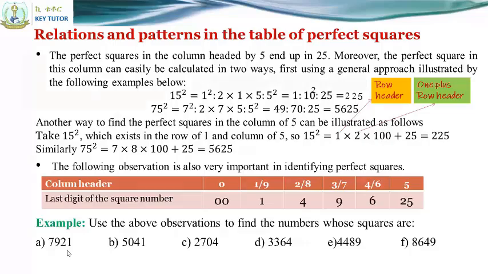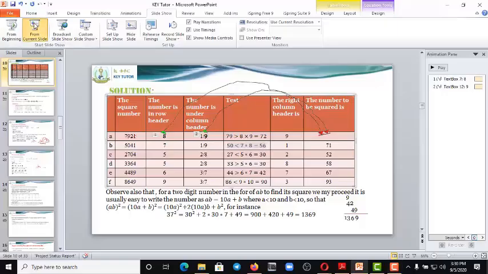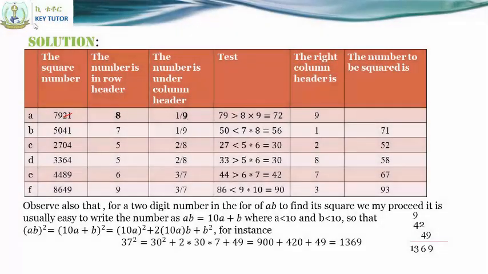Okay, so what square gives us 7,921? Let's see. Now let's go to the solution. Consider 7,921.